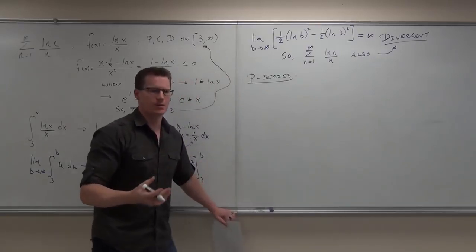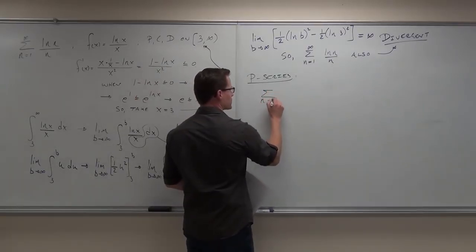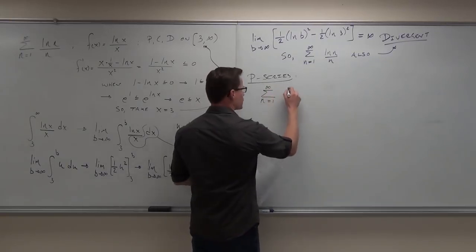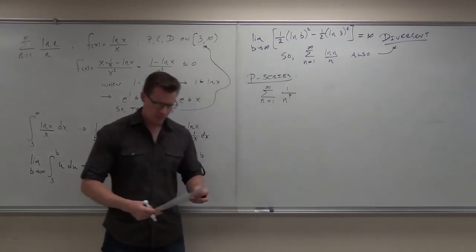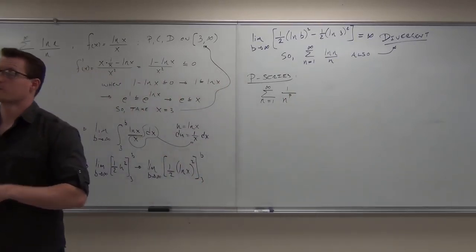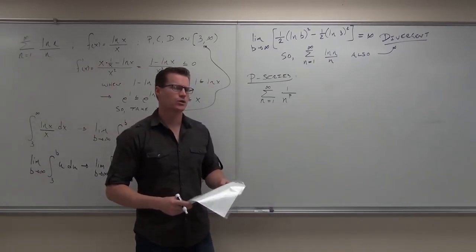Here's what the p-series stems from. It says, suppose you've got a series. Suppose it starts at 1 to infinity, and it's 1 over n to the p, where p does not change. The n is what changes. I want you to think about what this would look like, okay?